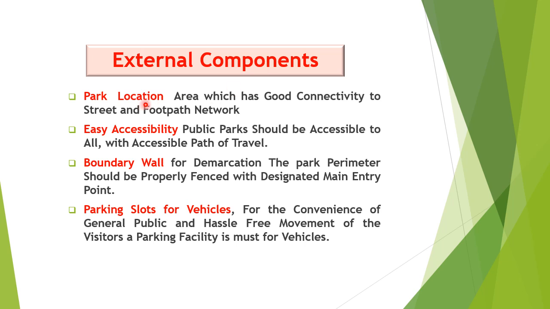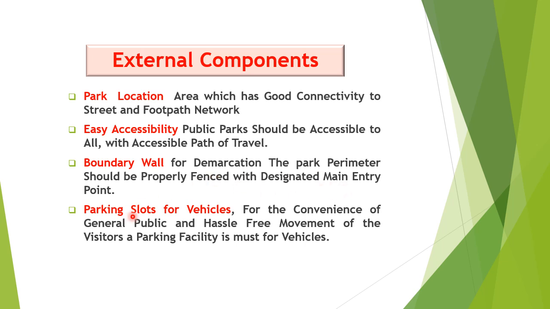First of all, you have to see the location of the park. The area where you locate a park should have good connectivity to the street and footpath network, and it should also have easy accessibility. That is, public parks should be accessible to all with an accessible path of travel. Third, once your location is selected, you have to go for a boundary wall for demarcation. The park perimeter should be properly fenced with a designated main entry point.